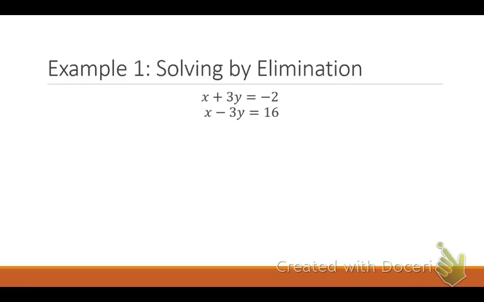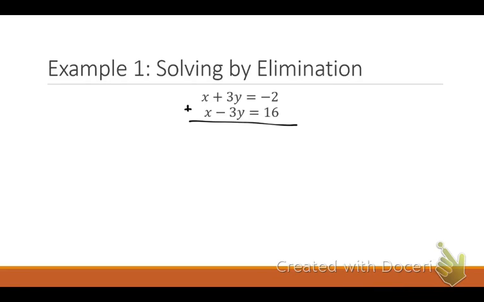So we see the first system here. x plus 3y equals negative 2. x minus 3y equals 16. Both equations are in standard form. Would you agree? The x and the y are on the same side of the equation. So if I want to use elimination, I'm looking for either my x values or my y values to be opposite each other. They have to be exactly the opposite, okay?